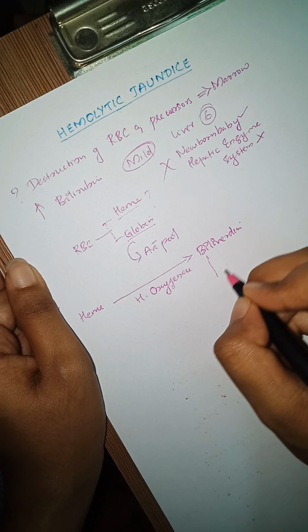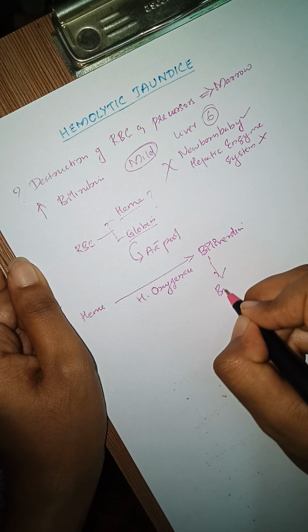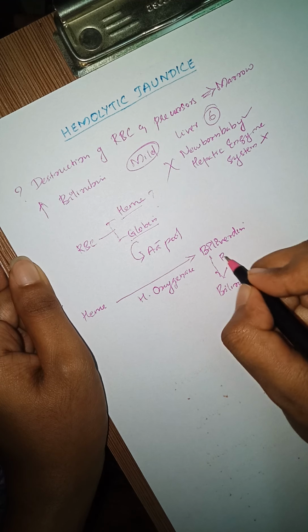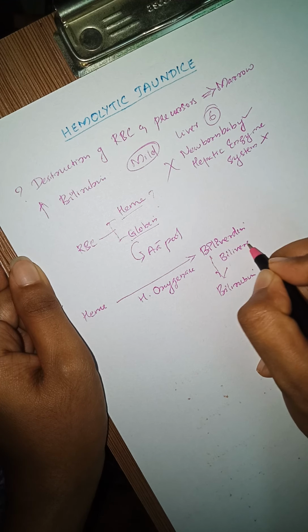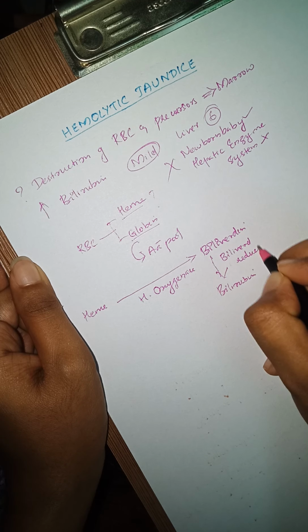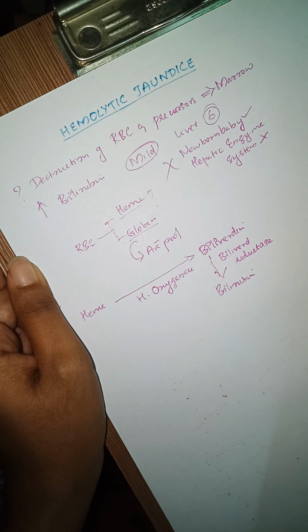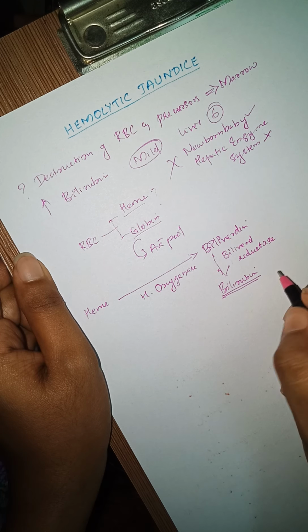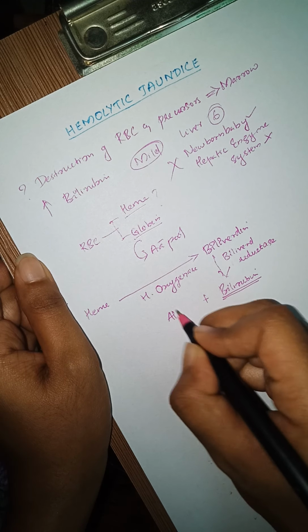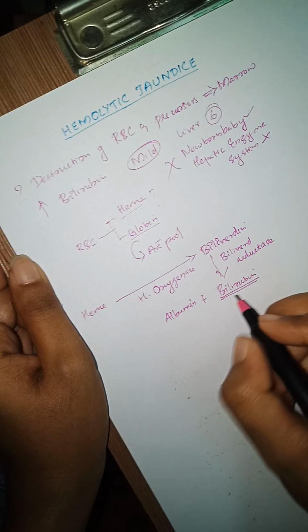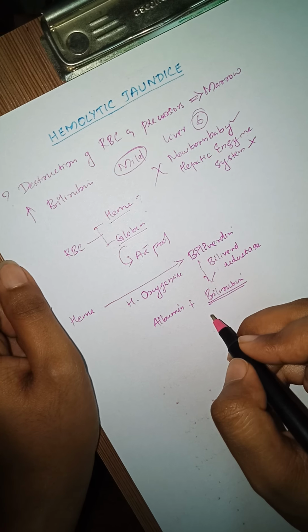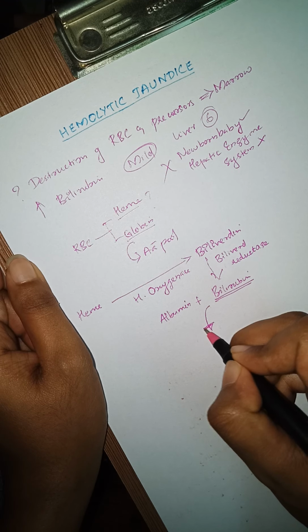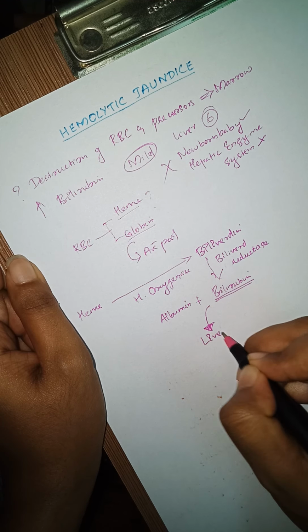The biliverdin then gets converted into bilirubin by the enzyme called biliverdin reductase. Okay, and this bilirubin is called unconjugated bilirubin. It combines with albumin and forms the bilirubin albumin complex. Now it is transported into the liver. Okay, it reached the liver.